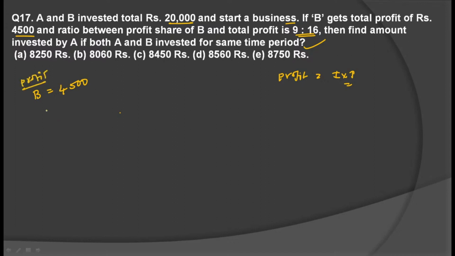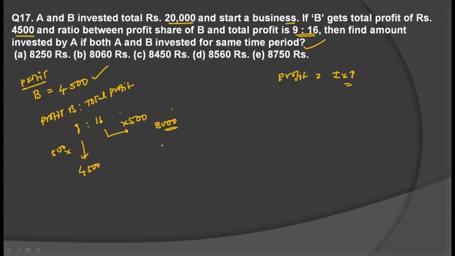Information they given for profit. Now there is a ratio of profit B to the total profit is 9 is to 16. Guys, here we have a comparison. 9 units become 4,500. Now each unit is equal to 500. Now the total profit is equal to 16 into 500, which becomes 8,000. Now out of 8,000, B's profit is 4,500. Then definitely A's profit is exactly equal to 3,500.